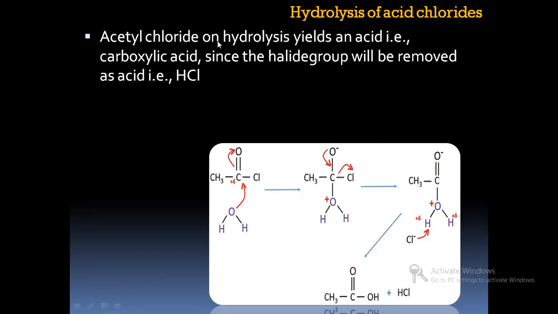So acetyl chloride on hydrolysis yields an acid, that is a carboxylic acid, since the halide group will be removed. As I said, if you just remove the Cl and place OH, it becomes your acetic acid, right? So the Cl is removed and replaced by hydrolysis, this acetyl chloride gets converted into an acid, and the chloride gets removed as a mineral acid, that is your HCl. You don't have a mechanism, so this simple reaction will help.